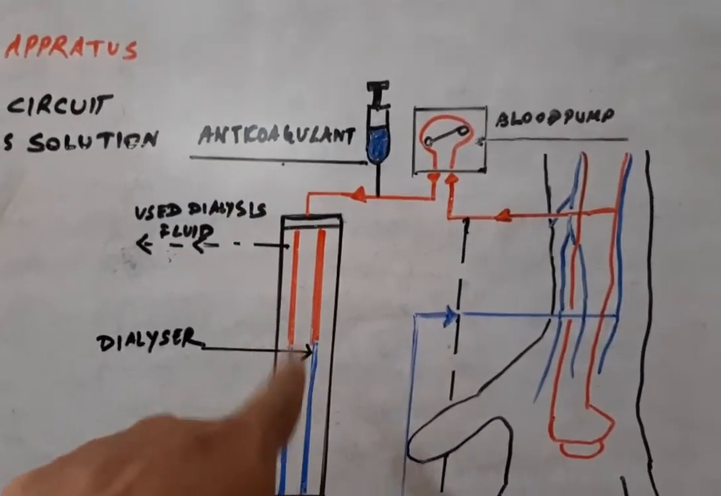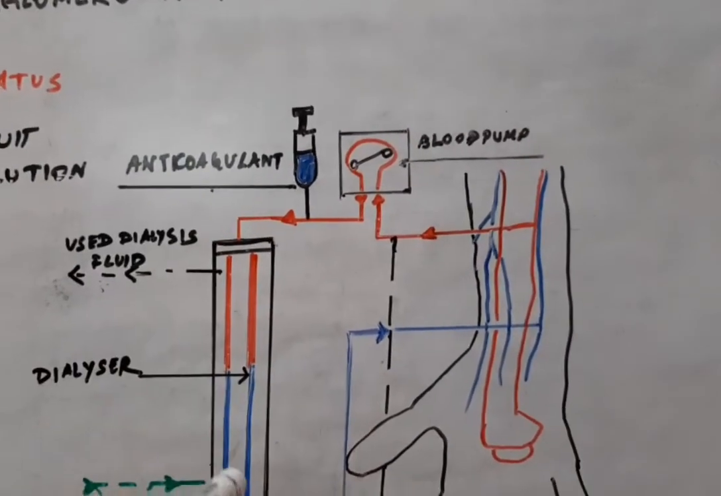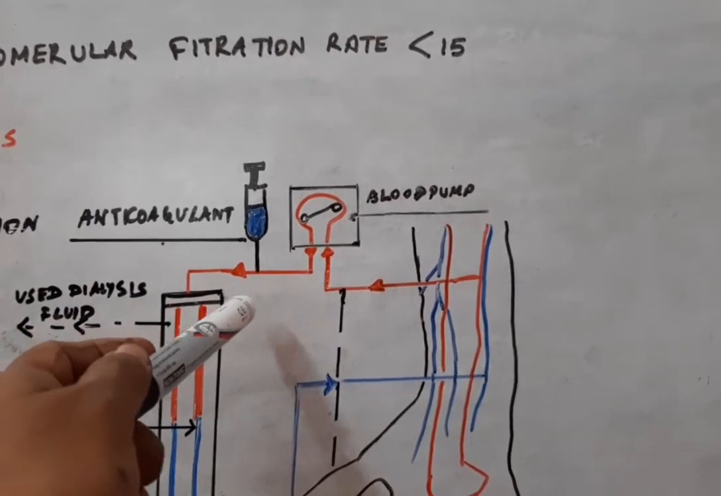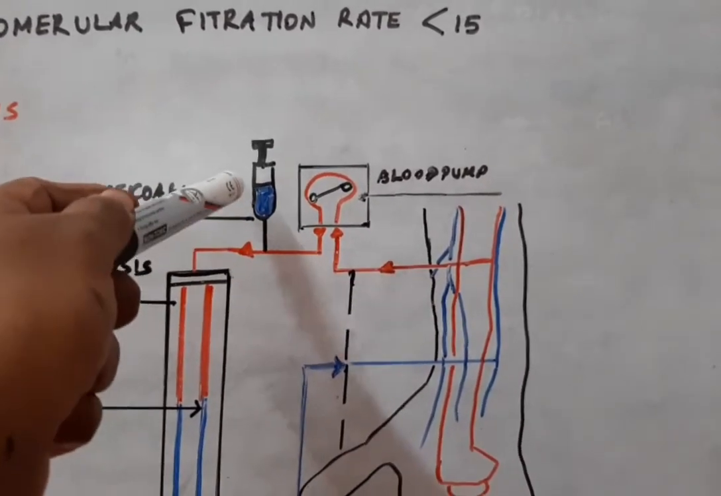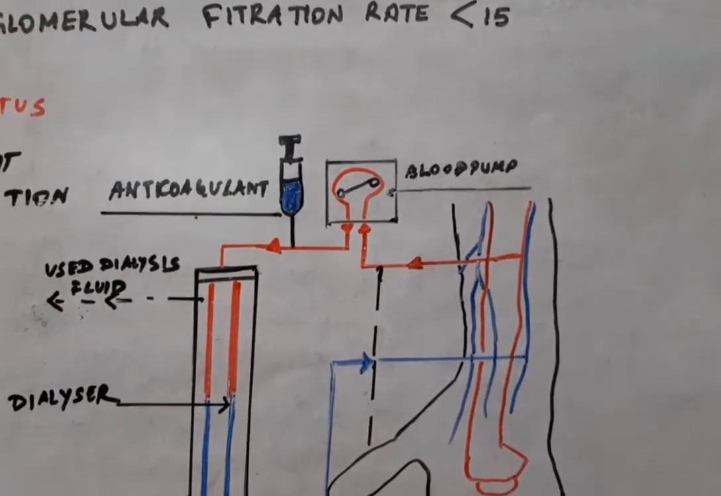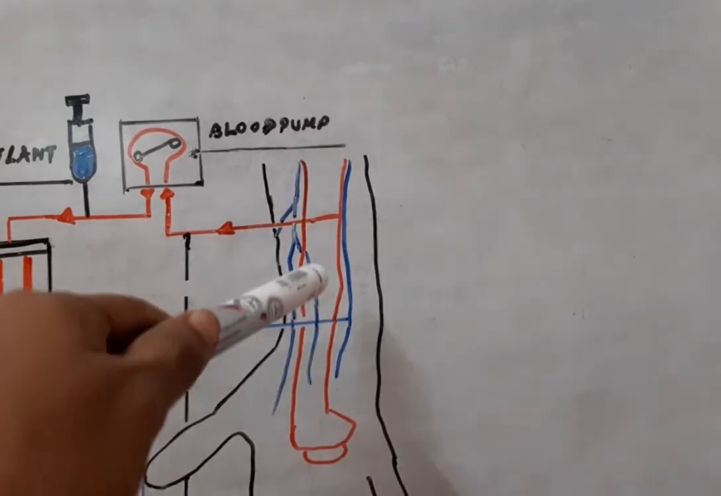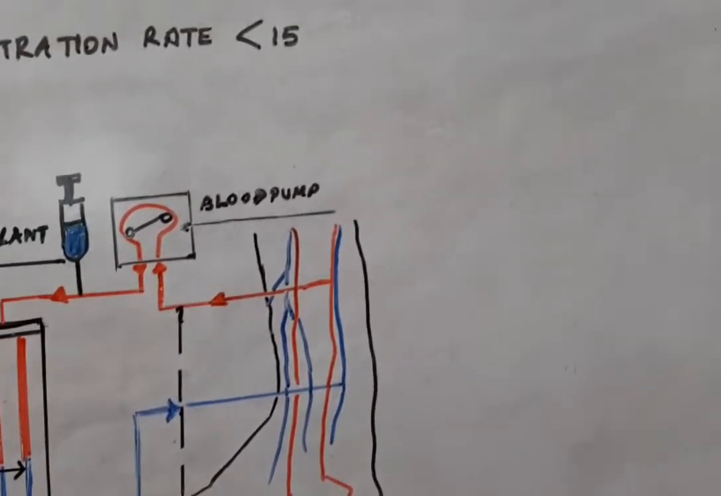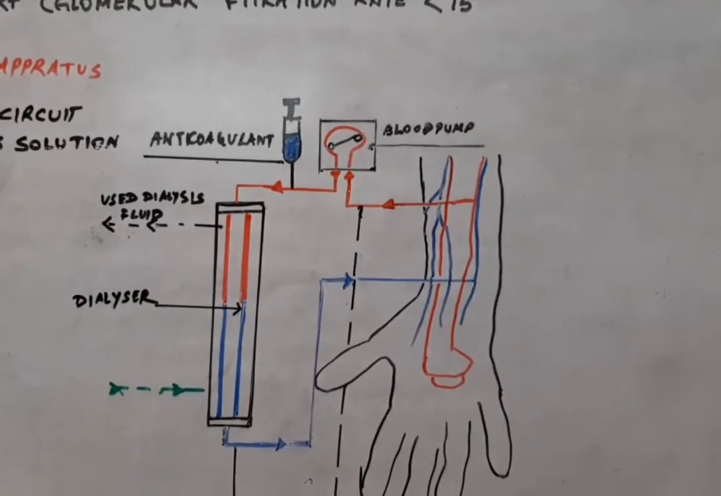You can see this is the dialyzer machine which contains the dialyzing solution. This is the anticoagulant which is added when the blood passes from the patient's body, and this anticoagulant will prevent the clotting of the blood, and this is the channel where the patient's blood is pumped out from the body through the artery. Now let us know how this works.